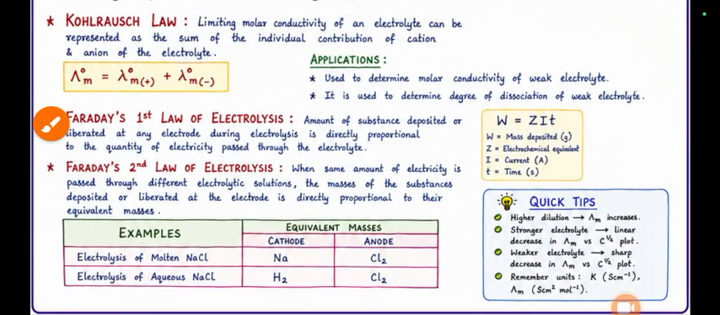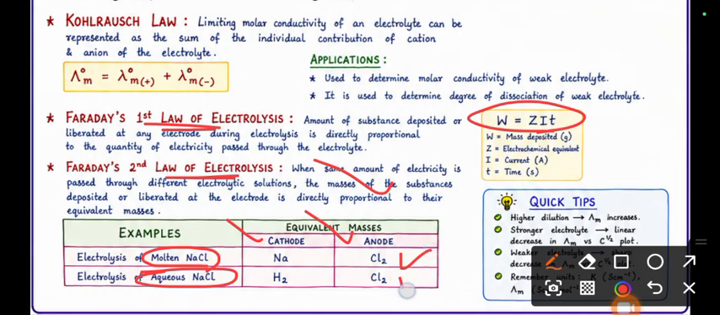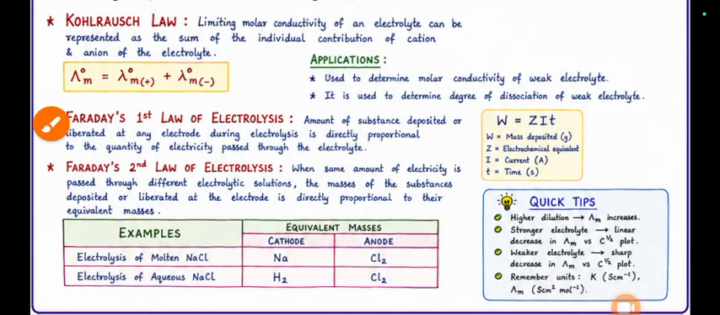Then in this chapter, Faraday's first law, very important with the formula, and Faraday's second law also very important. Along with that, remember the products obtained at cathode and anode when you do electrolysis of molten NaCl and aqueous NaCl. These are very important for MCQs.